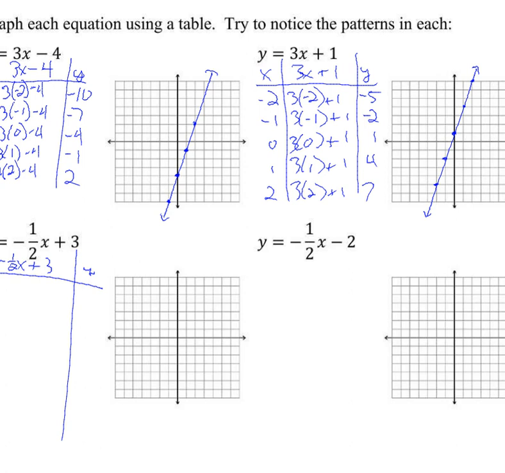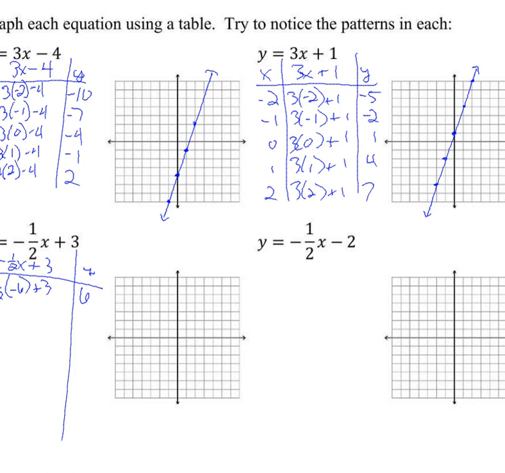Maybe I don't need to pick that many numbers. Maybe I could leave that negative 6 and the positive 6 off. I don't know. But for purposes of this example, we'll go ahead and go with that negative 6. So now I write negative 1/2 times negative 6 plus 3. Well, negative 1/2 times negative 6 is going to be positive what? 3. And then 3 plus 3 is 6.